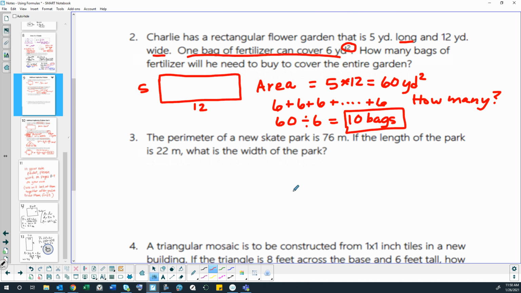This next question, I don't know why you would want to know the size of the skate park, but here it is. We have a skate park with a perimeter of 76 meters. So here's my rectangular skate park. And all the way around it is 76 meters, right?